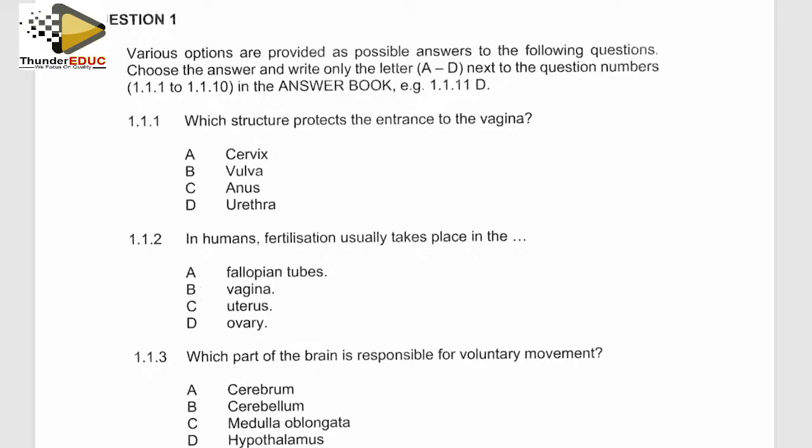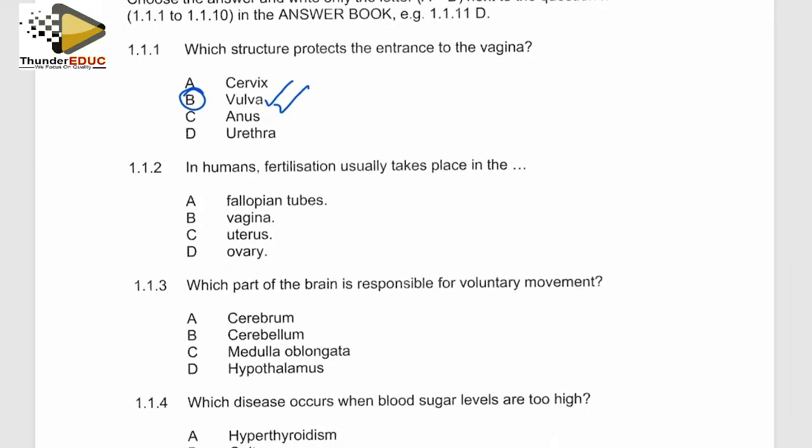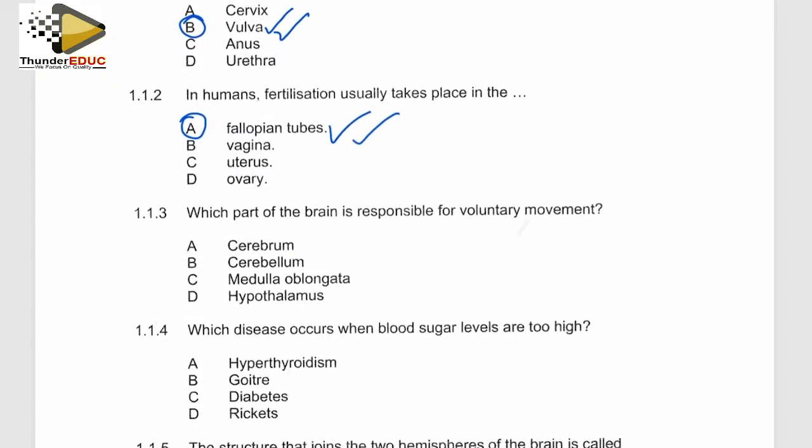Which one of the following structures protects the entrance of the vagina? The vagina is protected by what you call the vulva. So that gets the 2 marks. Human fertilization usually takes place in the fallopian tube. So you get 2 marks there.